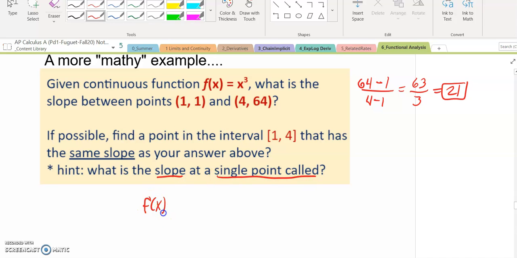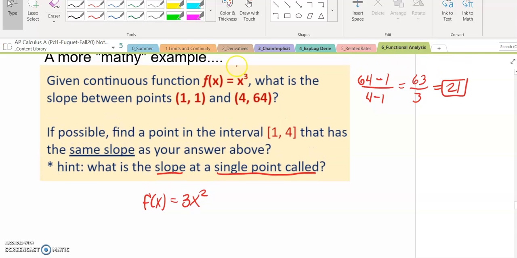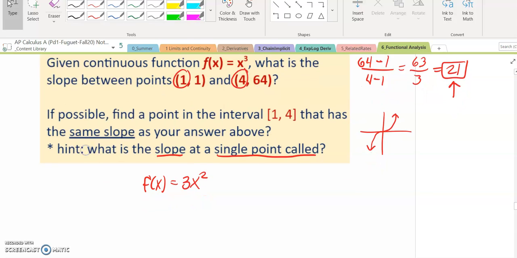So we would want to take the derivative of this, and we get 3x squared. And here's the thing. Here's your x cubed graph. This is what it visually looks like. What we're trying to say is, at some point between 1 and 4, the slope has to be 21. So we're going to set that 21 equal to 3x squared. And when I solve this, we get x equal to plus or minus the square root of 7.